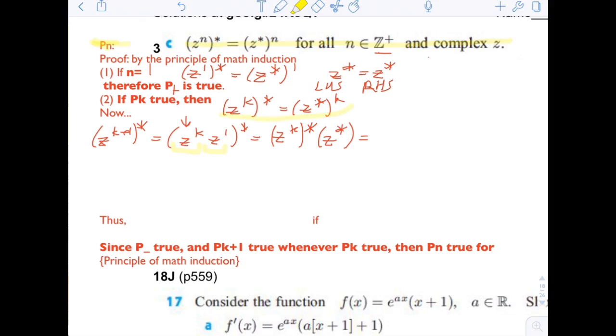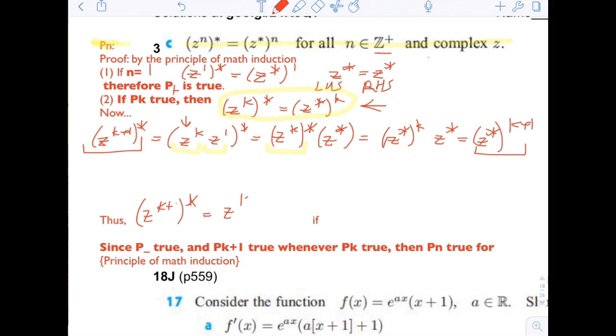Now remember, our mission is always to try to use the Pk statement in our k plus 1 statement. And we can see that actually we have the left side of the Pk statement here. So let's substitute in there. We're going to end up with z conjugate to the k times z conjugate, which is, if you have z conjugate to the kth power times z conjugate to the first power, equal to z conjugate to the k plus 1th power. And so now we have this and this, which is the k plus 1th version of that. So we've proven it. So z^(k+1) conjugate is equal to z conjugate to the k plus 1 if z^k conjugate is equal to z conjugate to the k.